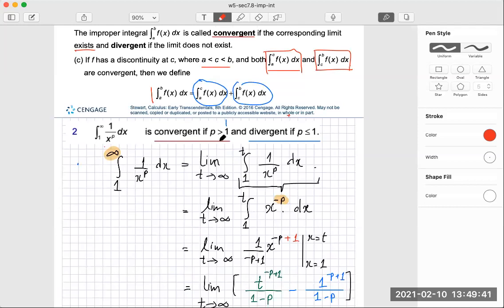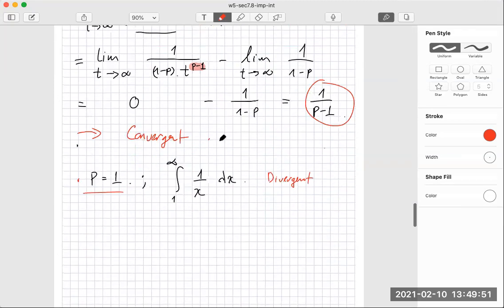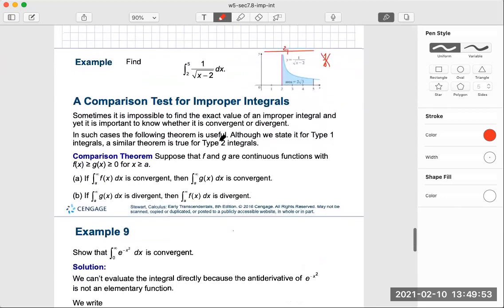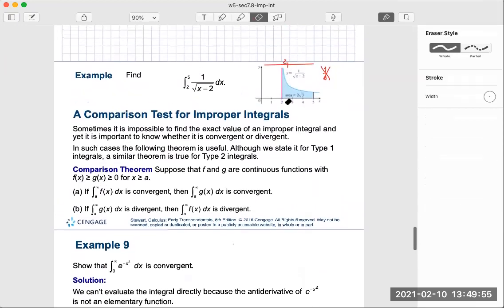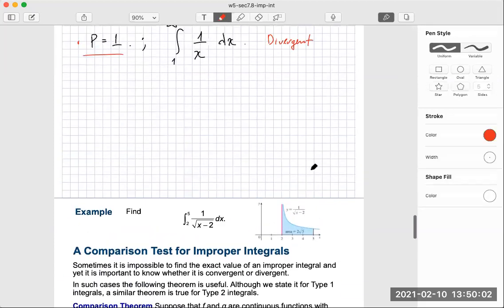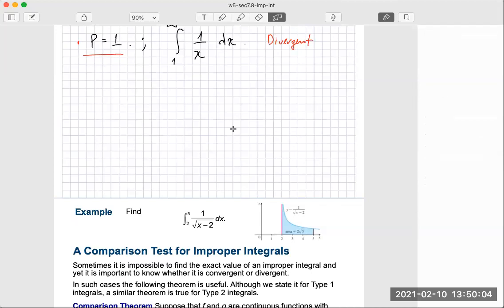Integration. Are we good? Okay, let us continue. So here is the type 2 integral. Let us consider this one.